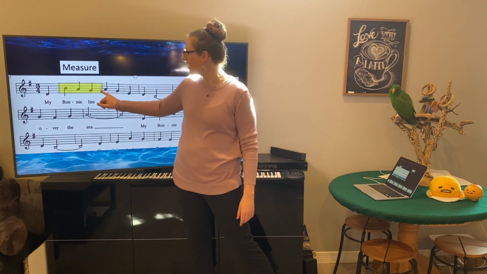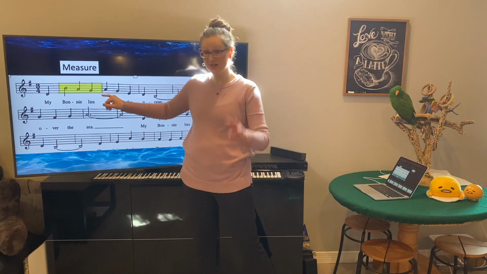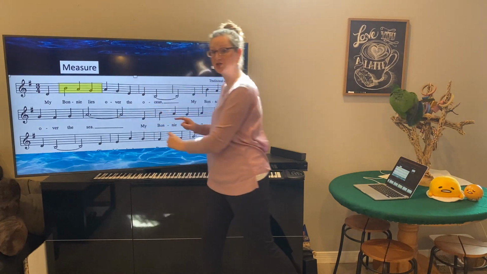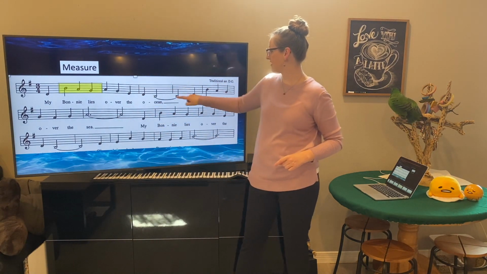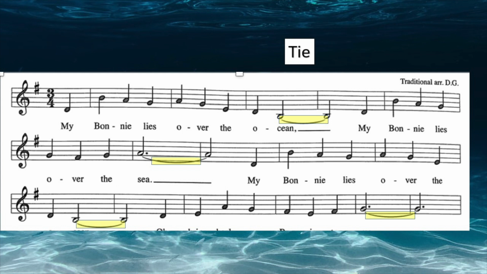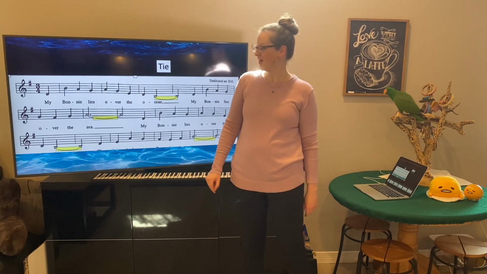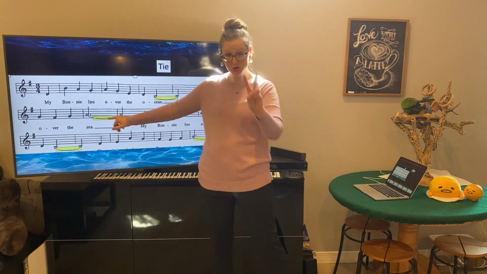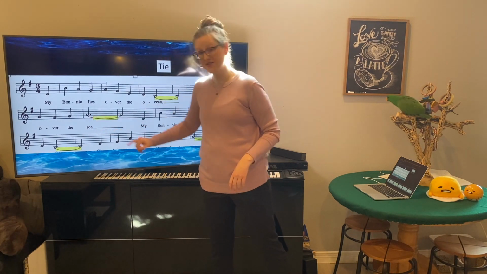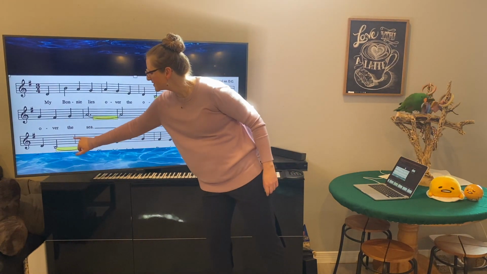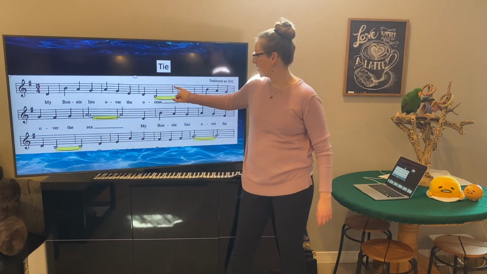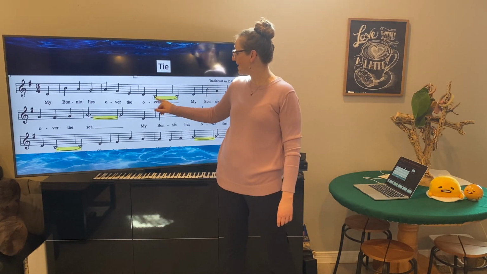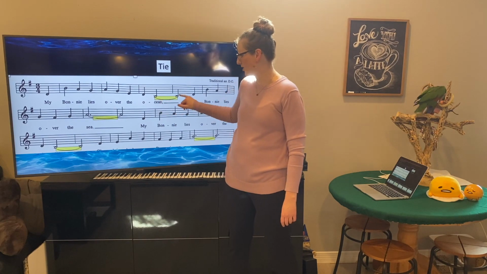Measure. Well, that's all the stuff between 2 bar lines. So here we have a measure, here we have a measure, here we have a measure, and here we have a measure. Tie. That's that line that goes under 2 notes. In our examples here, that has a bar line separating those same 2 notes. Oh, here's one here. So that means it adds this note and this note together.